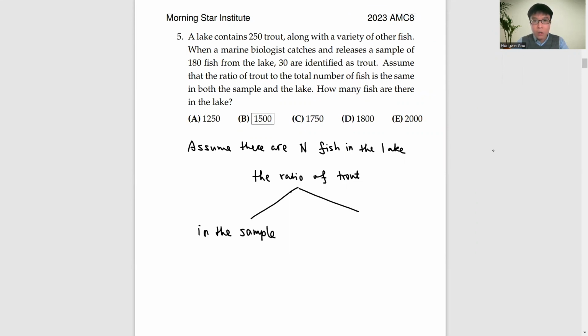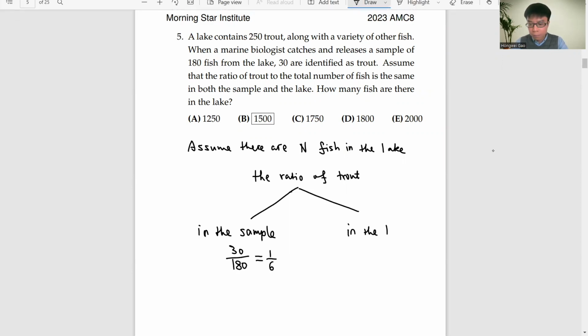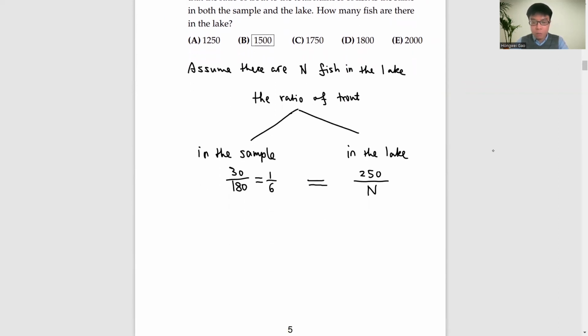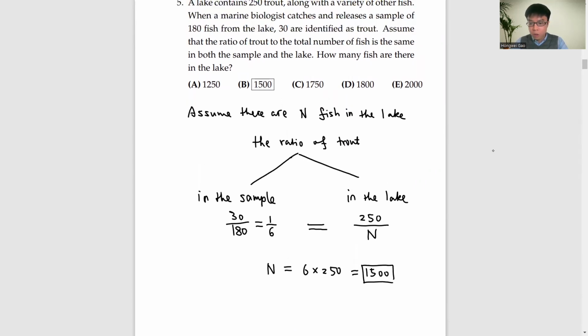Now, in the sample, the ratio of trout is 30 over 180, which can be simplified to 1 over 6. Now, in the lake, because there are 250 trout, the ratio is 250 over n, the total number of fish. These 2 fractions are equal. Now, cross multiplication gives that n equals 6 times 250 equals 1,500. So the answer here is B.